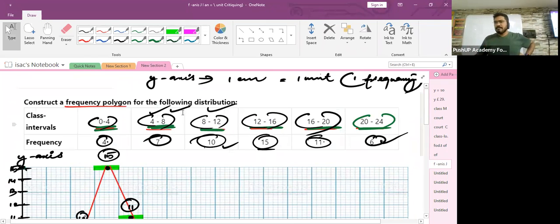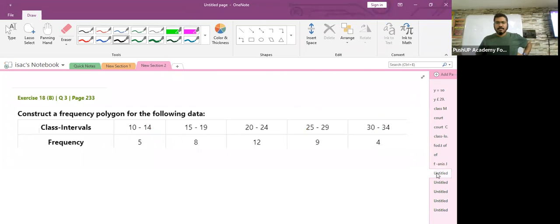Shall we do one more? One more graph. All right, here it is. You have to construct a frequency polygon.